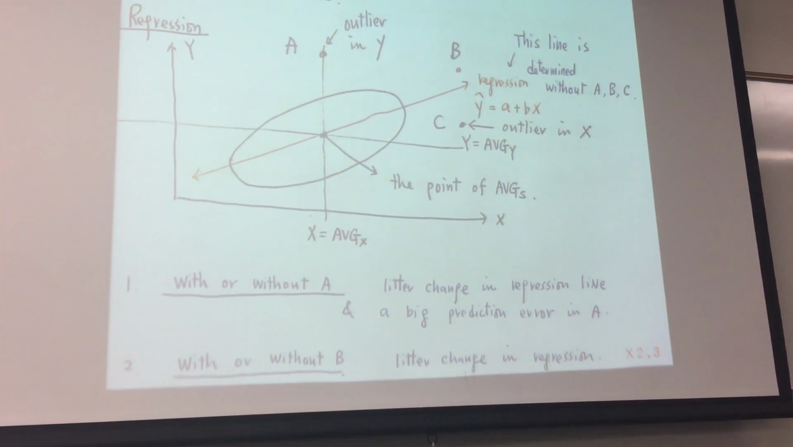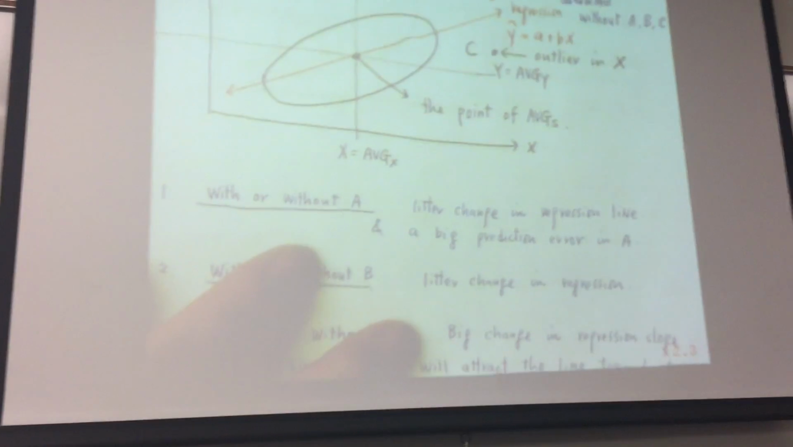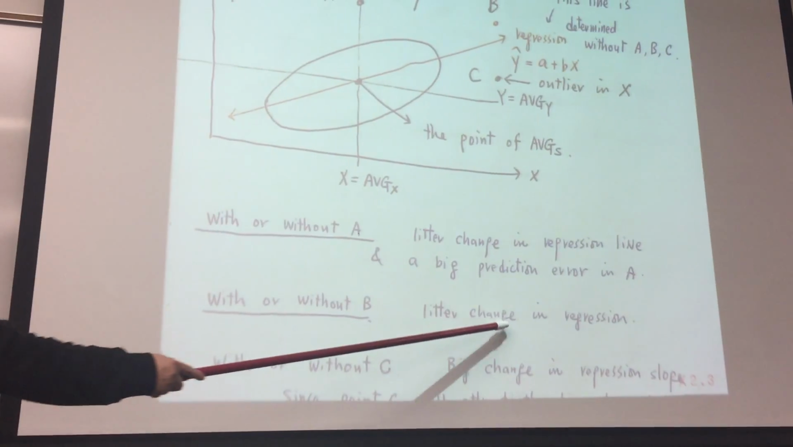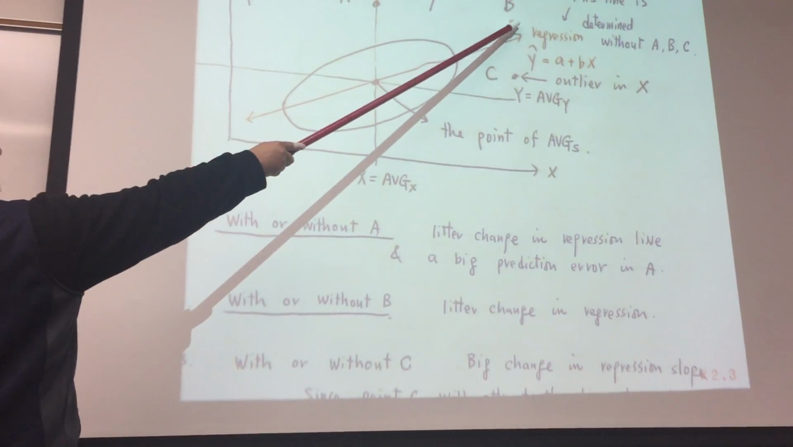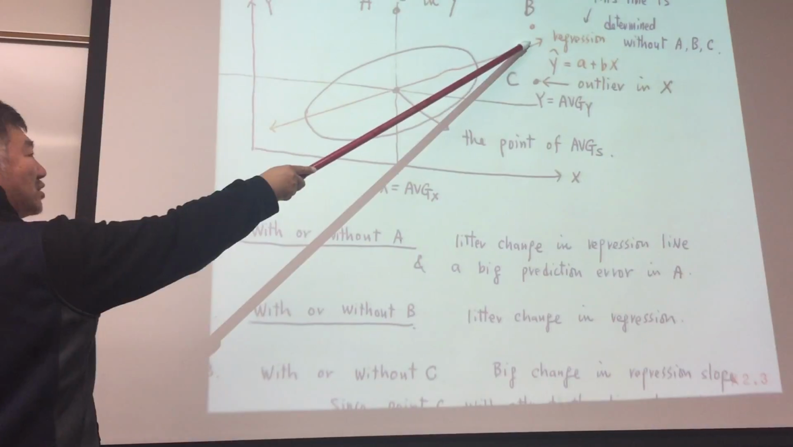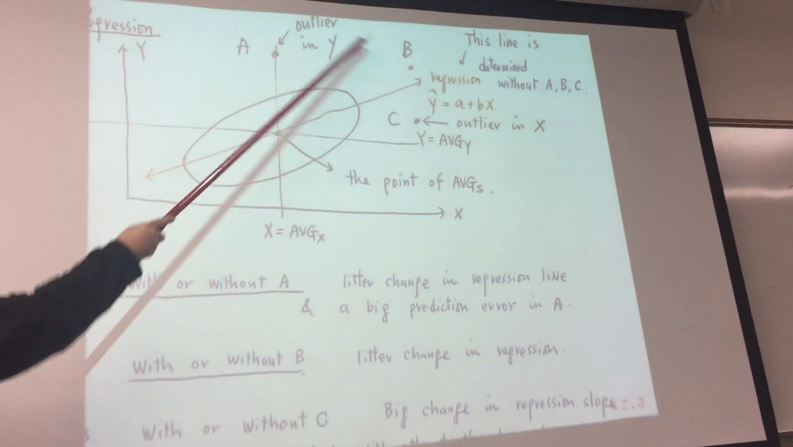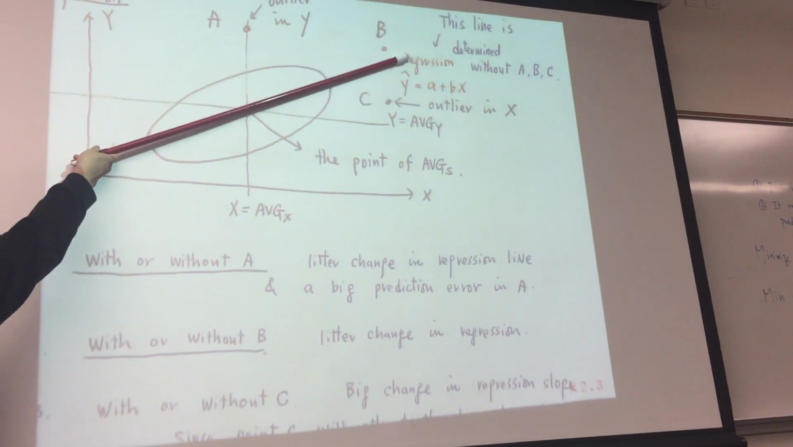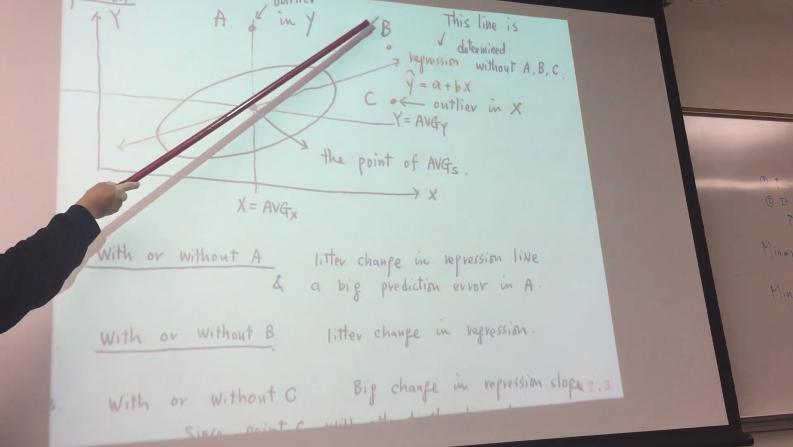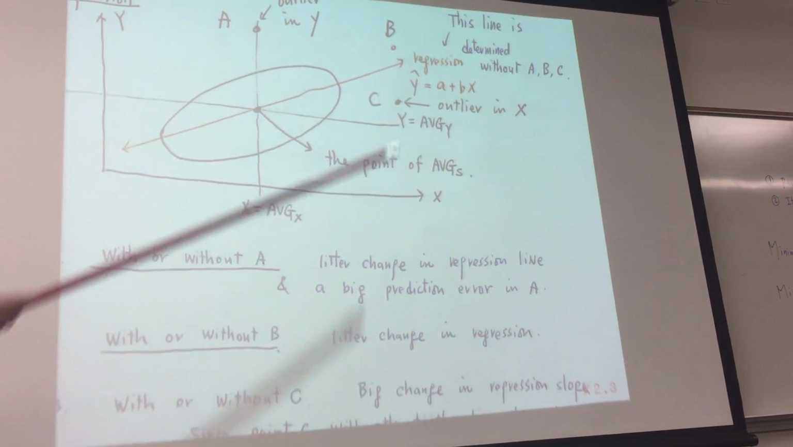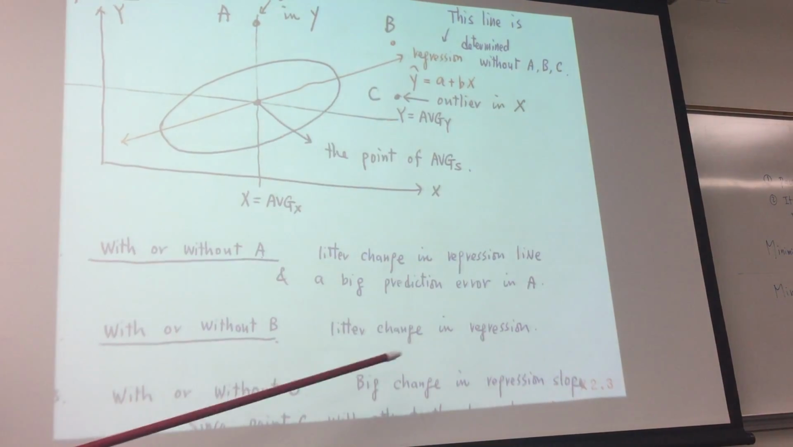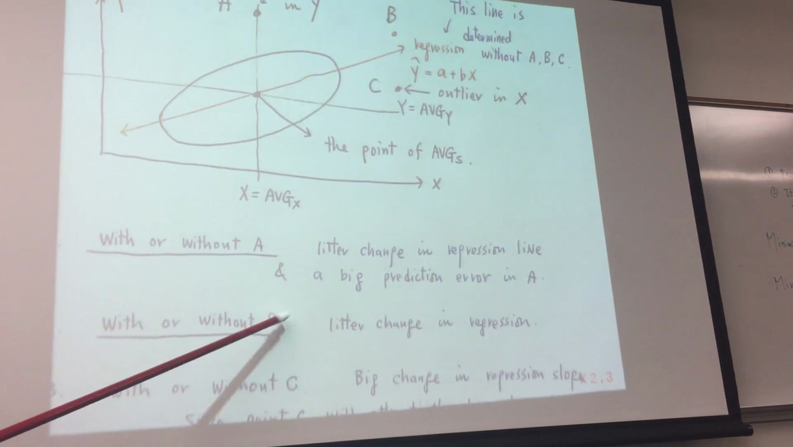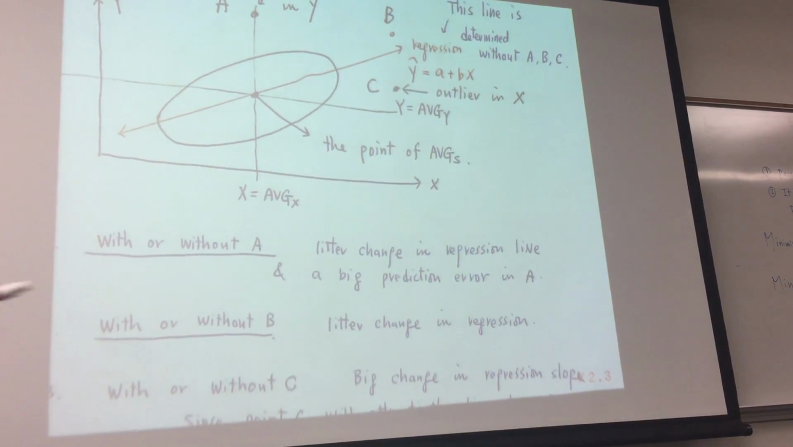Now, the second one, with or without B. Okay, look at the second picture. With or without B, little change in the regression again. Look at here. This line is actually very close to the regression line already. Am I correct? You don't have A, you don't have C. You add B. What happened to the line? Well, it just changed a little bit. Almost no change. Is that okay? Because the point is very close to the regression line. So little change in regression. So both A and B are not influential because there is no change in the regression line. Is that okay? Almost no change.